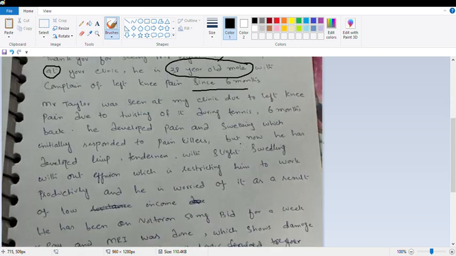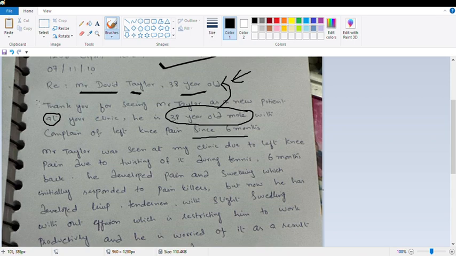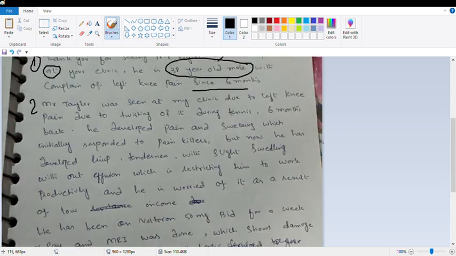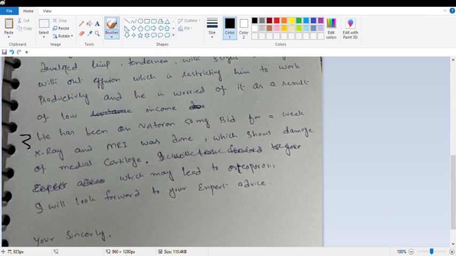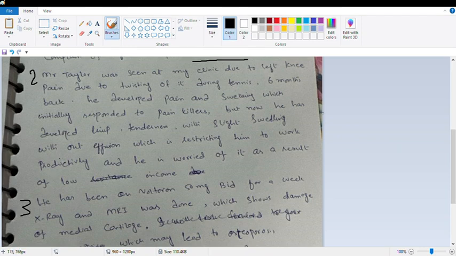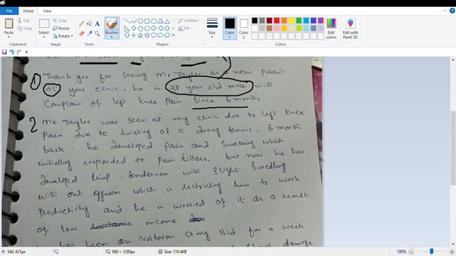Okay, so next is body paragraph 1. This is your first paragraph, this is second, this is third. So, Mr. Taylor was seen at my clinic due to left knee pain, due to twisting of it during tennis 6 months back. Okay, so you have used one thing two times in one sentence. It is not appropriate when you are writing a professional letter. So how can we modify this line?